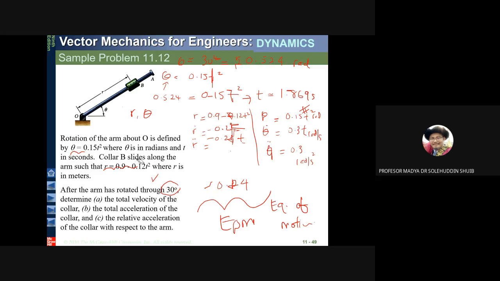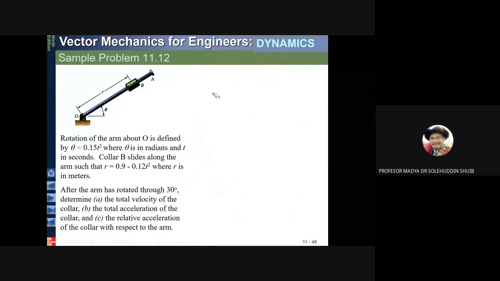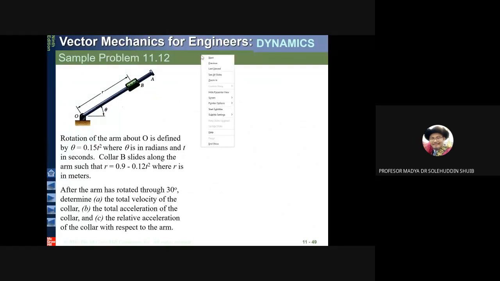The first part, which is part A, we want to find the velocity of B. So I erase all again. We want to find the velocity of B, which is part A. So how to find the velocity of B?